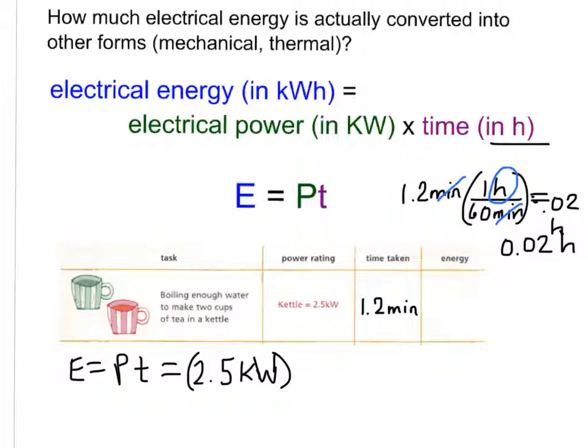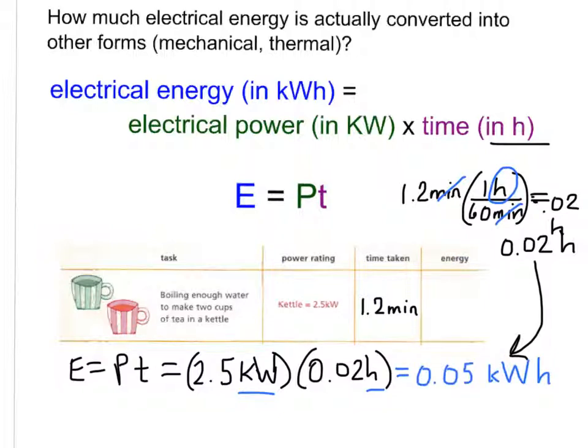So I can plug this value into my equation for time, 0.02 hours. This is going to give me units of kilowatt hours when I multiply that together. My answer is 0.05 kilowatt hours.